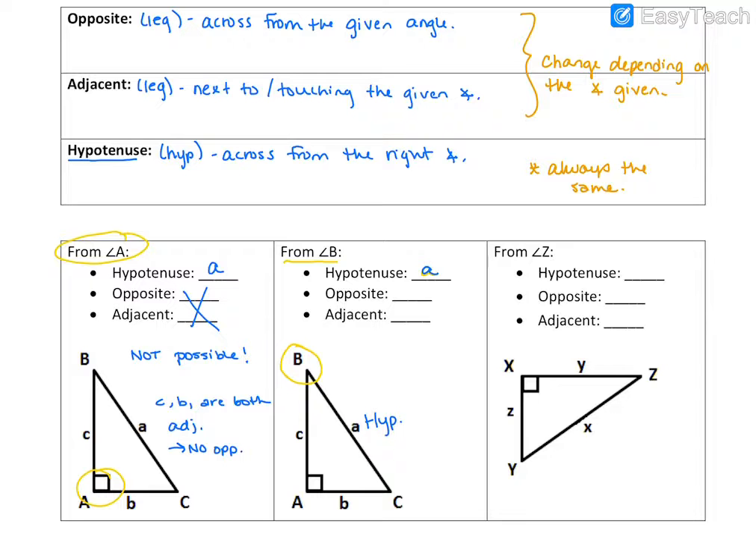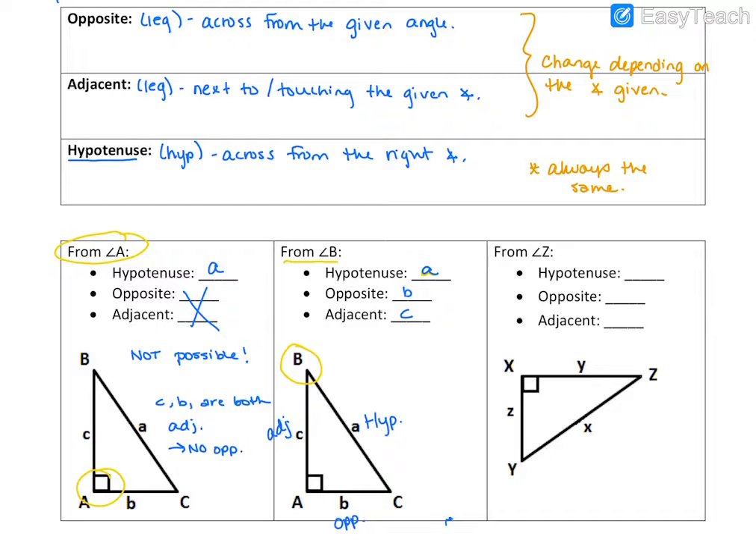Okay, now we're talking about from angle B though. So if I want to find the side opposite, I have two legs here. I have C and B. Which side is opposite is the small b side. And I'll write that on here. So this is the opposite, which means this last one must be the adjacent, the one that's touching or right next to angle B, which is side C. So our adjacent side is side C.